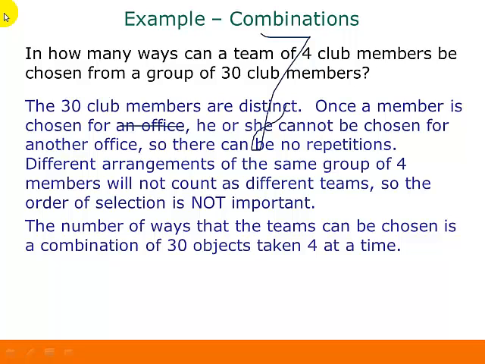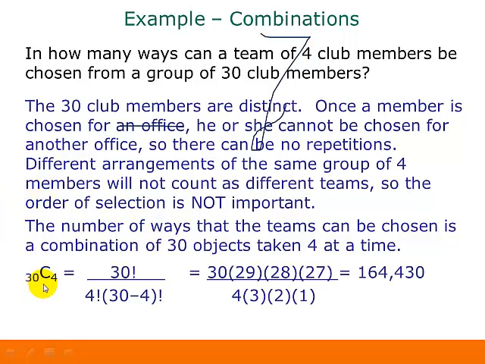That means that we have either a permutation or a combination. What makes it a combination is that the order that the members are selected in is not important. We're taking a combination of 30 objects chosen 4 at a time. So using our formula, it would be 30 factorial over 4 factorial times 30 minus 4 factorial.